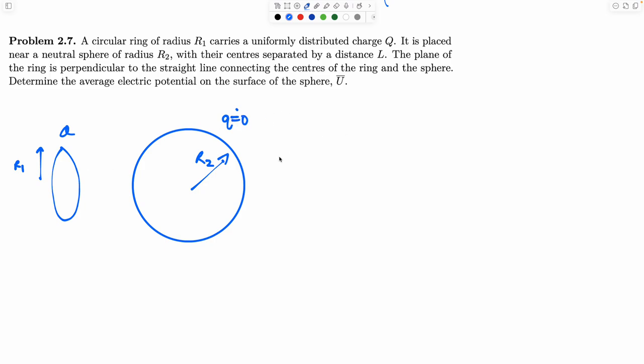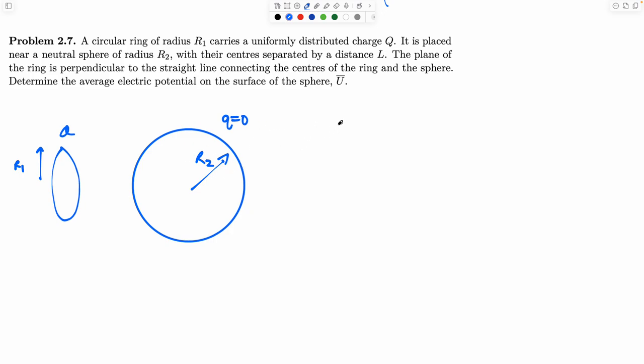The way the book does it is, instead of considering the ring as a whole first, let's just consider what happens if it's just a point charge. If there was just a point charge and you try to average the potential, the averaging will be much simpler, correct? Because your integral would be much more trivial.